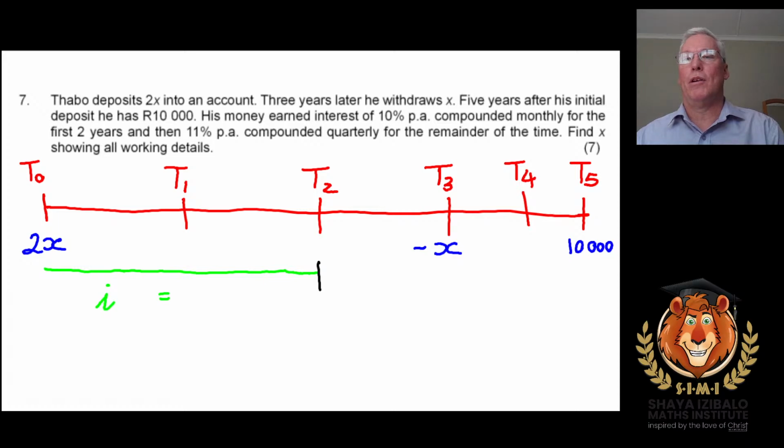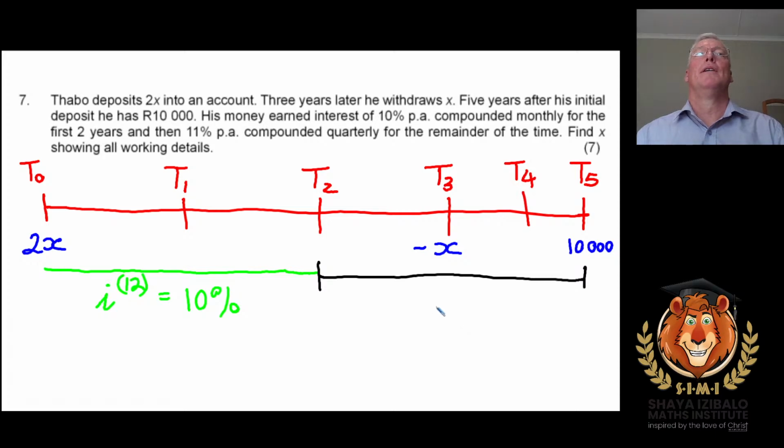And then 11% compounded quarterly. Sorry, so this is actually monthly, 10%, and then this is 11% quarterly.